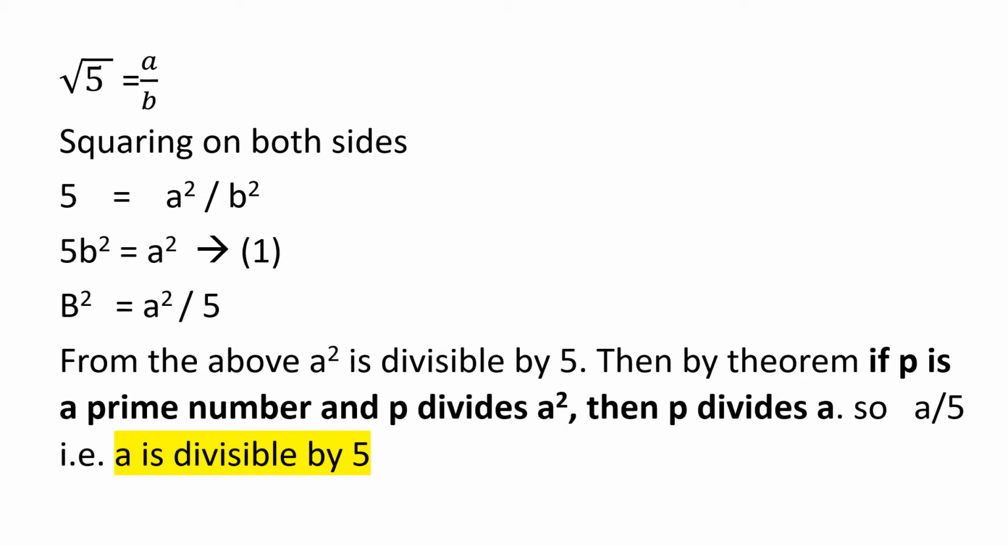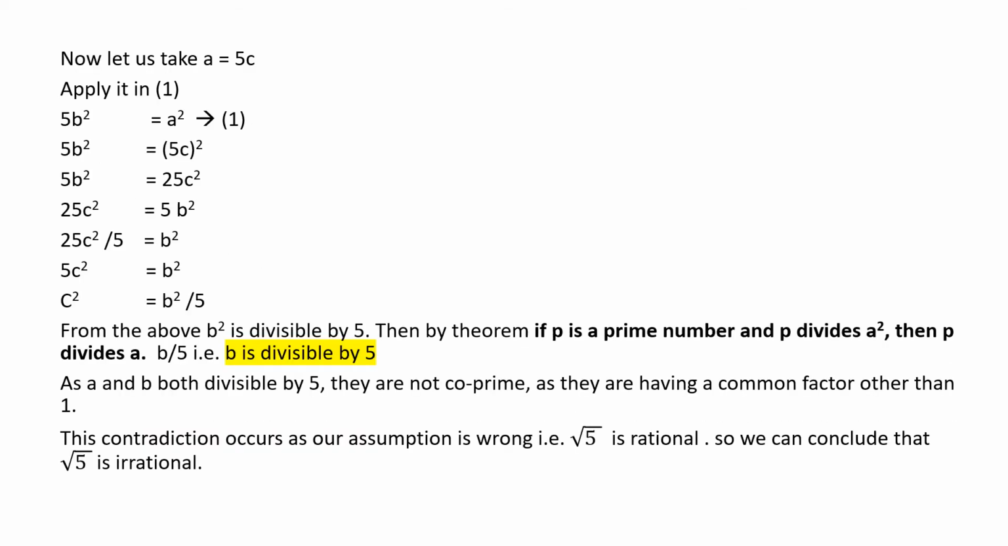Now we have proved that a is divisible by 5. Now let us take a equal to 5c and apply it in the first equation. 5b square equals a square, so 5b square equals 5c the whole square, which is 25c square. So b square equals 25c square by 5. Cancelling 5 and 25, we get b square equals 5c square. So c square equals b square by 5. From the above, b square is divisible by 5.